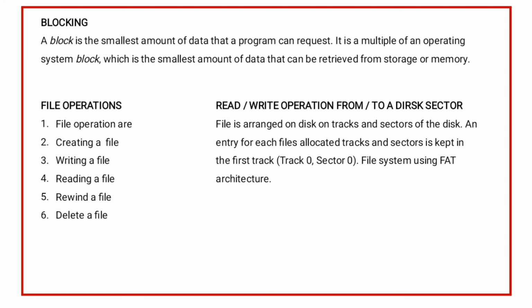Now next is read write operation on a disk sector. Files are arranged on disks on tracks and sectors of the disk. An entry for each file's allocated tracks and sectors is kept in the first track, that is track equal to 0 and sector equal to 0. This is a file system using FAT architecture. FAT stands for File Allocation Table. It contains the addresses of tracks for each file. In the sector area, user programs are not allowed to write directly on the disk.